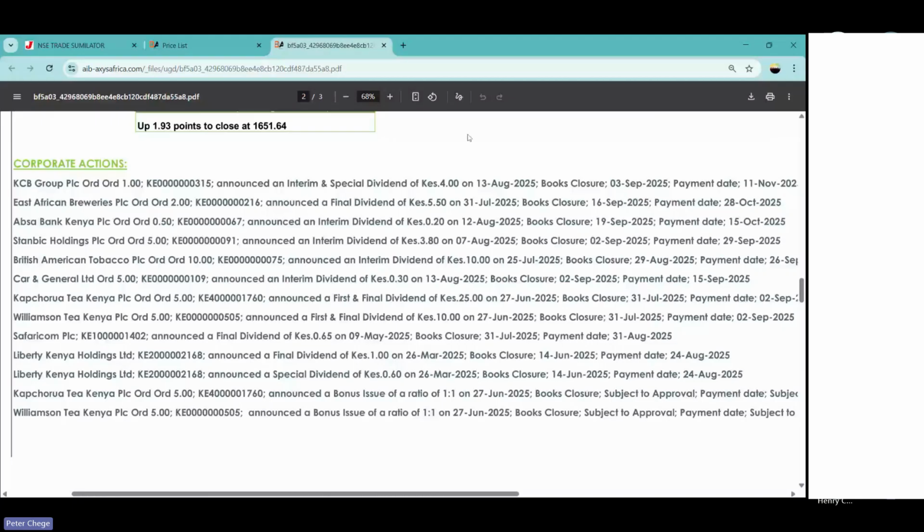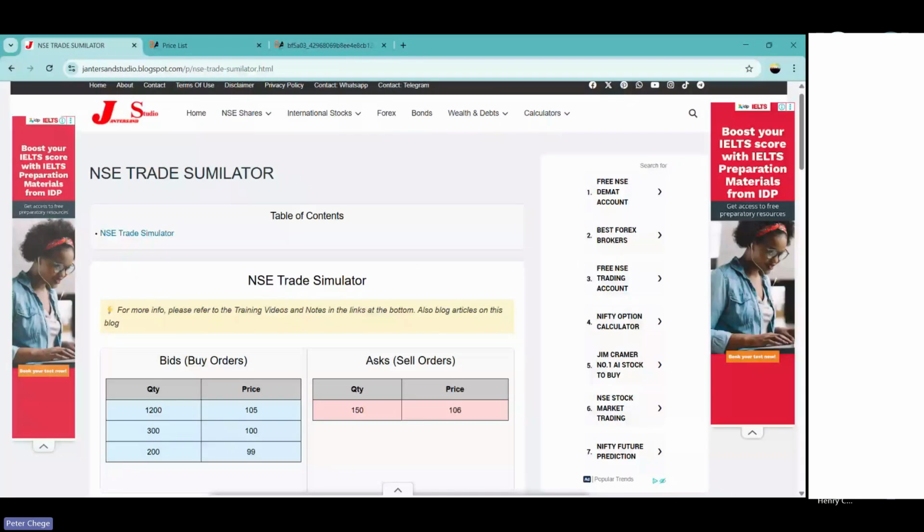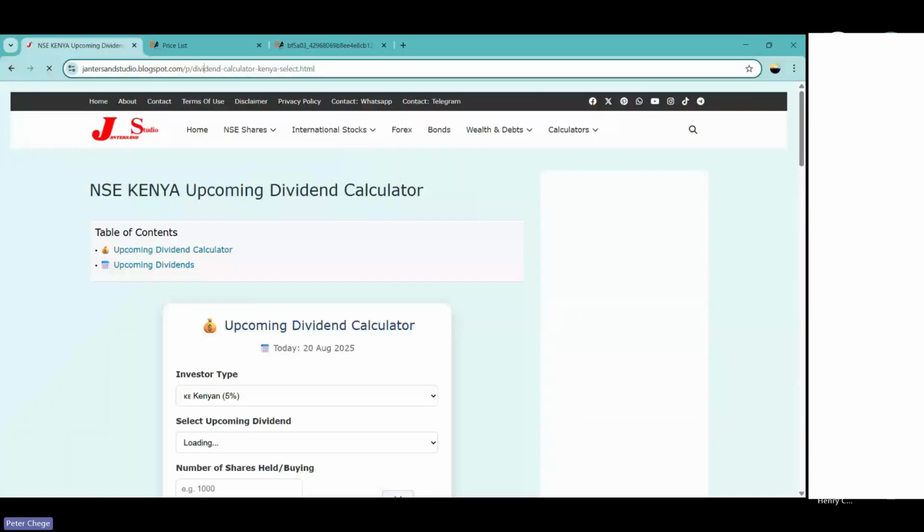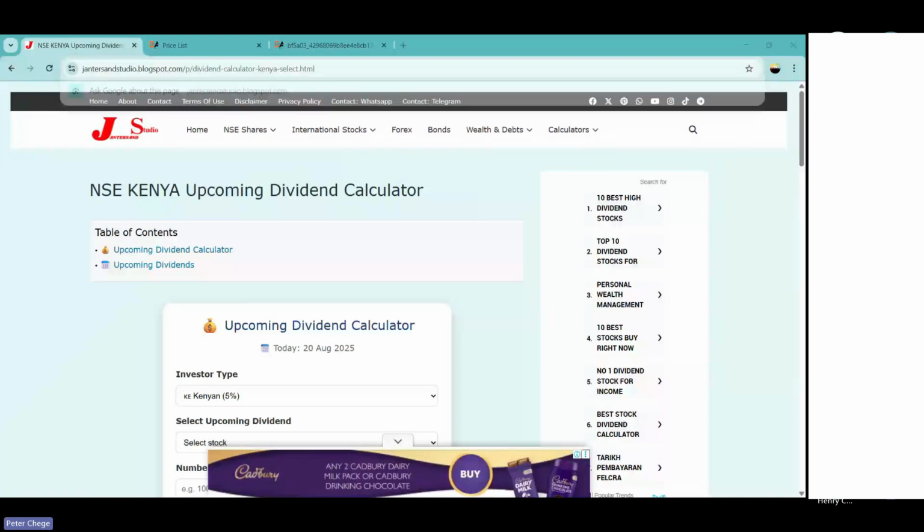I've tried to make it simple for you through the dividend calculator. It is here still on this website. You go to the NSE dividend calculator. Let me share that link. If you're on mobile, it will open the mobile version. I've tried to make it even mobile friendly for you, so that you don't need to scroll around the screen. I've shared that link.